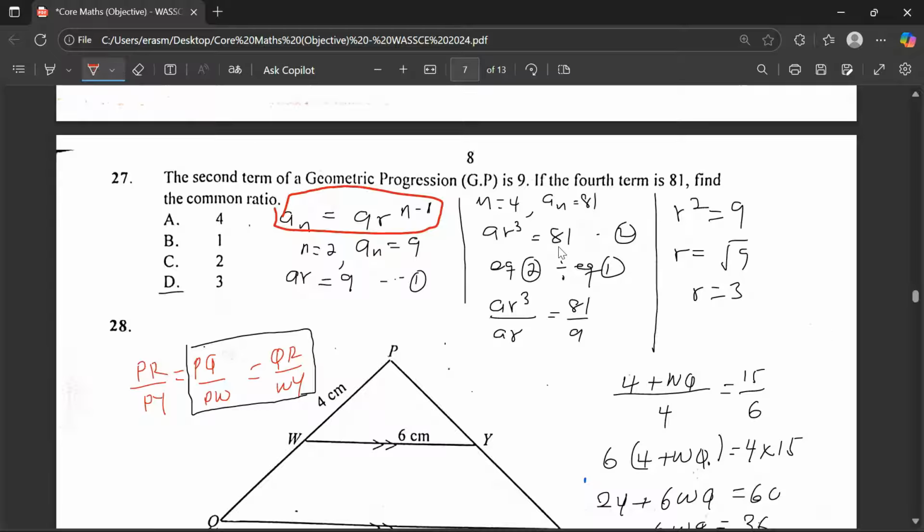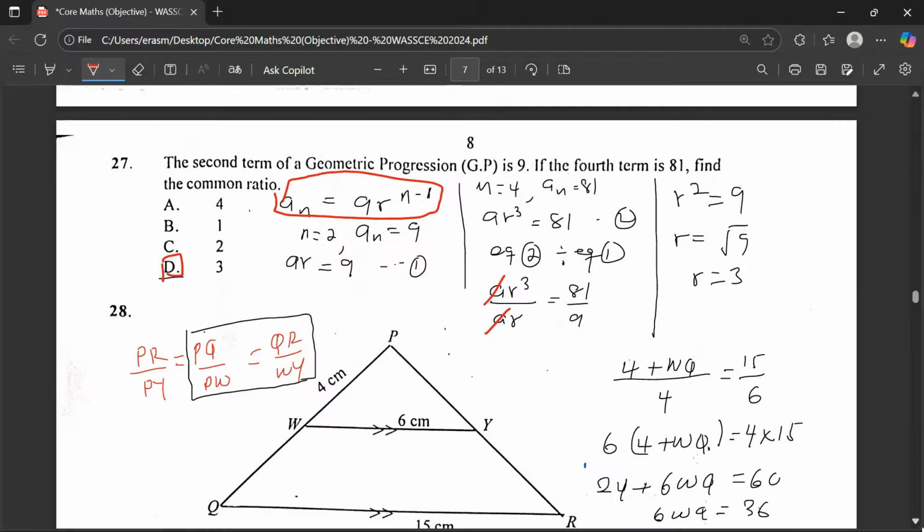When we divide equation 2 by equation 1, we are going to have ar cubed over ar, and then 81 divided by 9. A will be cancelled out, and then r cubed over r gives r squared equals 81 over 9, which is 9. r equals root of 9, and r equals 3. So the right option is option D. That is the common ratio.